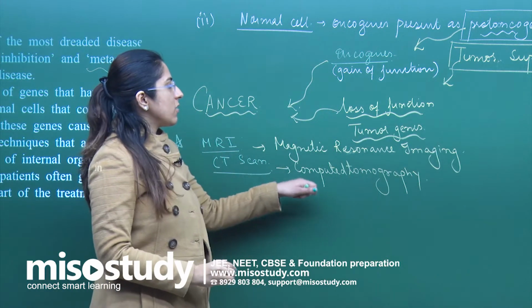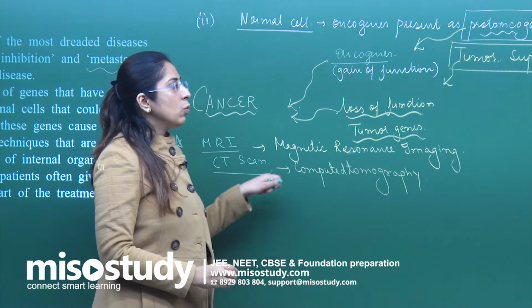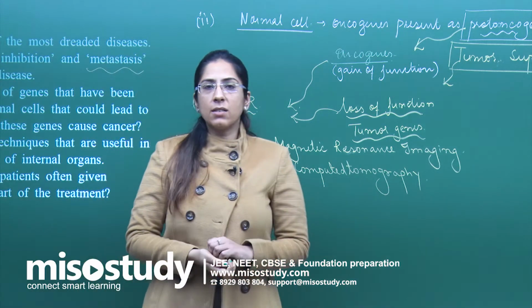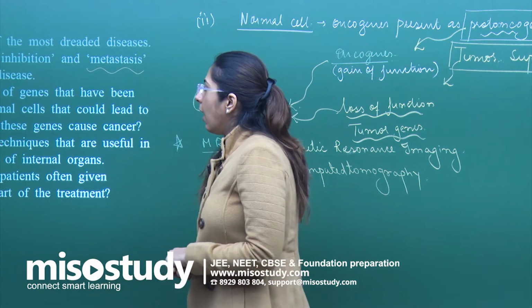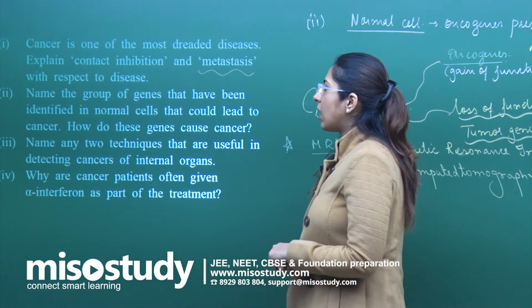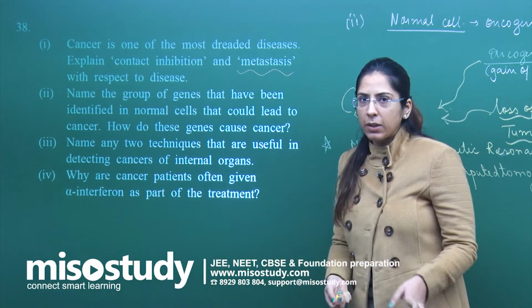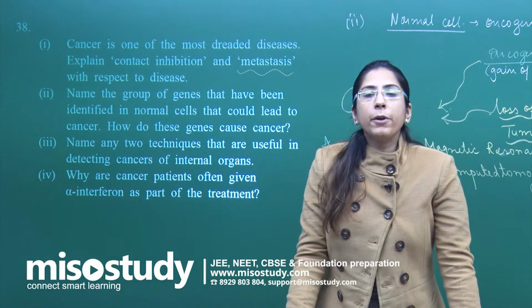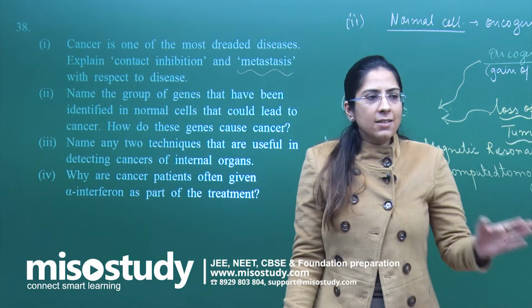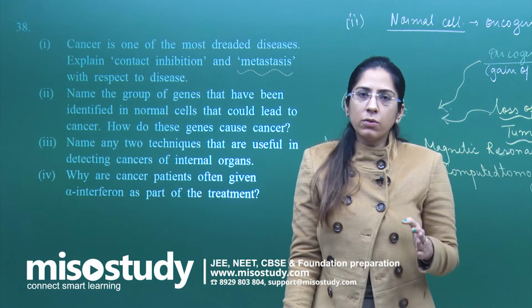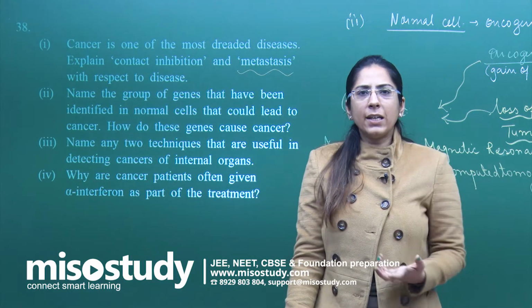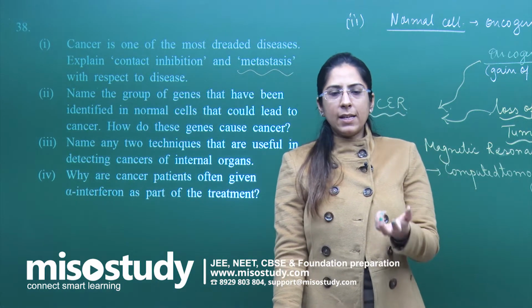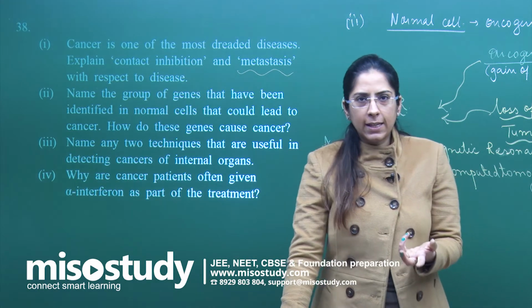Magnetic resonance imaging and computed tomography, these are the two methods by which we can detect the cancer in internal organs. Why are cancer patients often given the alpha interferon as a part of treatment? Yes, nowadays various research is going in this direction. Because when we talk about the cancer cells, they are avoided by our immune system. They cannot detect it, as they detect it as a normal cell only.